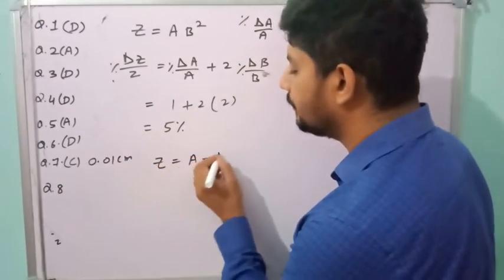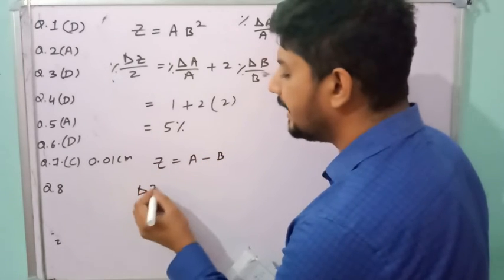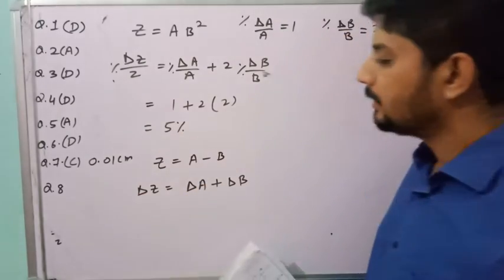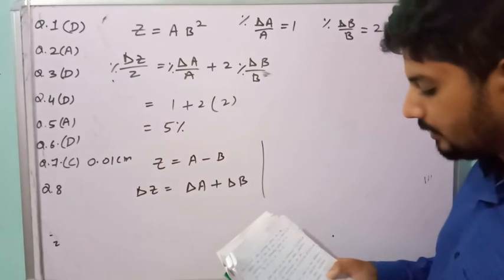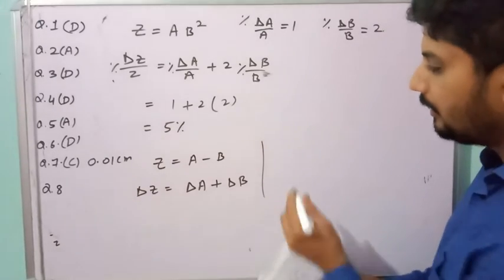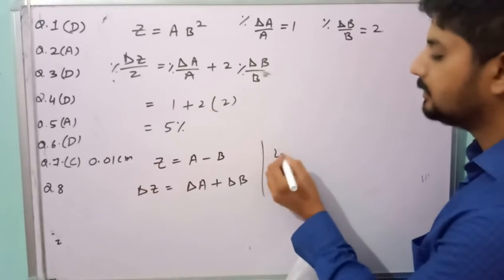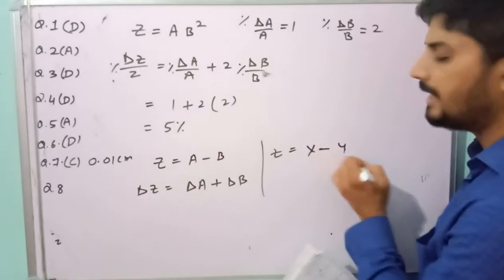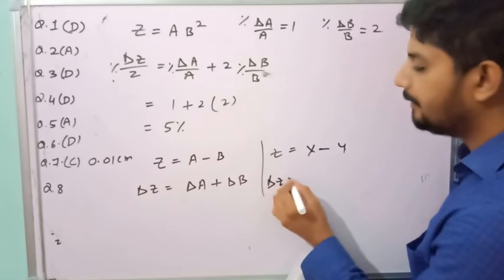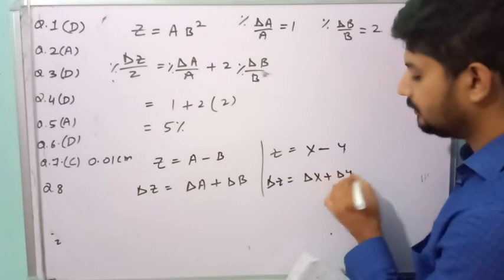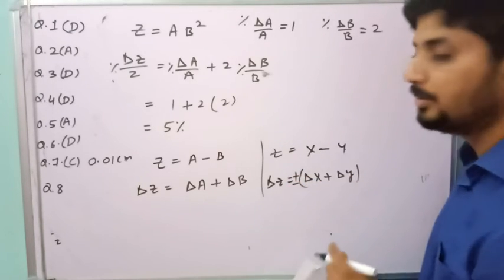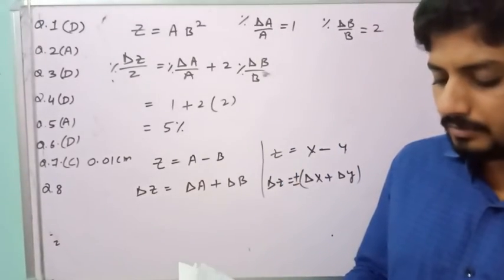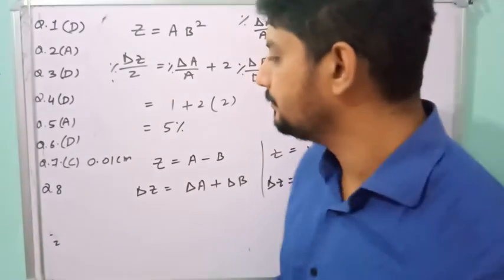If z is equal to a minus b, then the relative absolute error in z is equal to the sum of the absolute error in a plus the absolute error in b. So here, instead of a and b, he is using x and y. Absolute error in x is delta x, absolute error in y is delta y. So the absolute error in z will be delta x plus delta y, or this will be plus minus, because you know that the error can be positive as well as negative. So your answer will be option B.